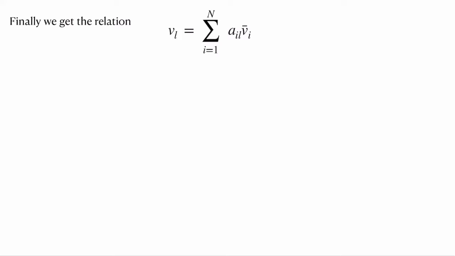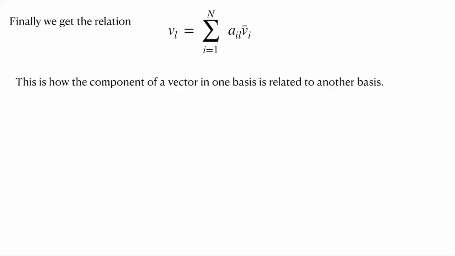and then finally we get the expression for the Vl component in the E basis in terms of the transformation coefficient Ail and the vector component V bar in the F basis. So this is how the component of a vector transforms under the change of basis.